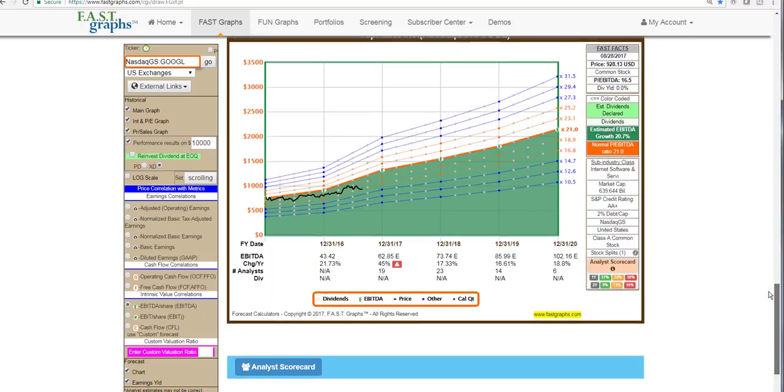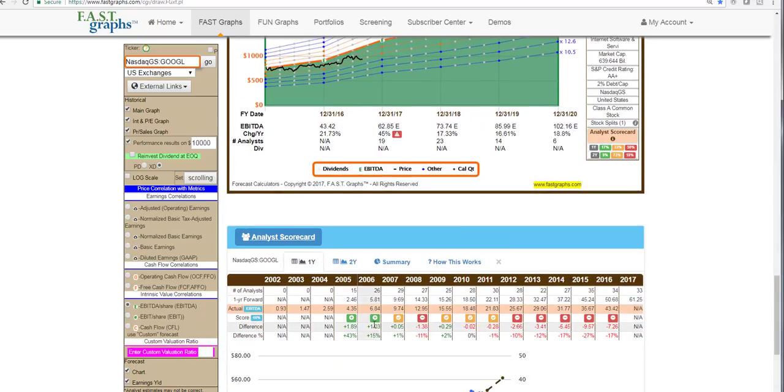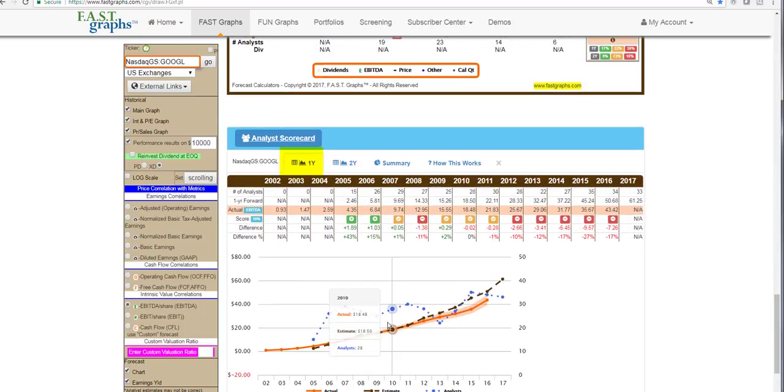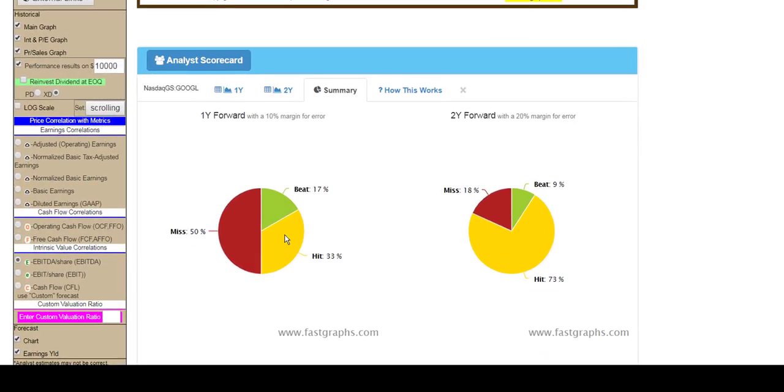Now there is a cautionary element here that I'd like to point out. I'm going to go to the analyst scorecard and look at how accurate analysts have been when forecasting EBITDA. Now this is a 1-year forward forecast, and I want you to notice that they've been overestimating EBITDA growth on Google for the last, it looks like, 5 years in a row. For the 2-year forecast, it's been a little better. They've only missed for the last couple of years, but this tells me something.